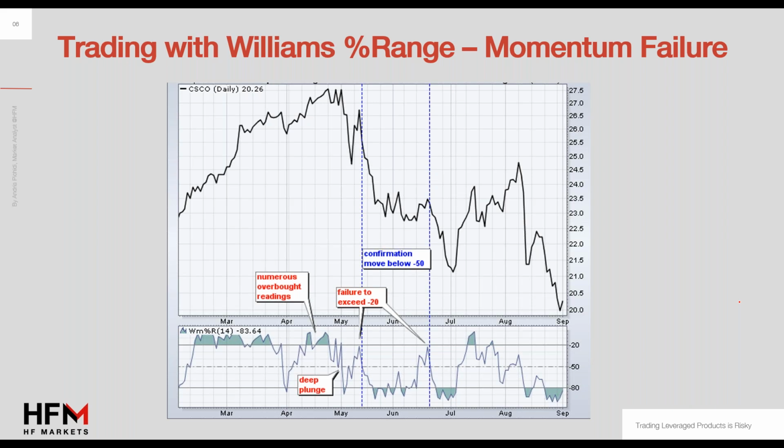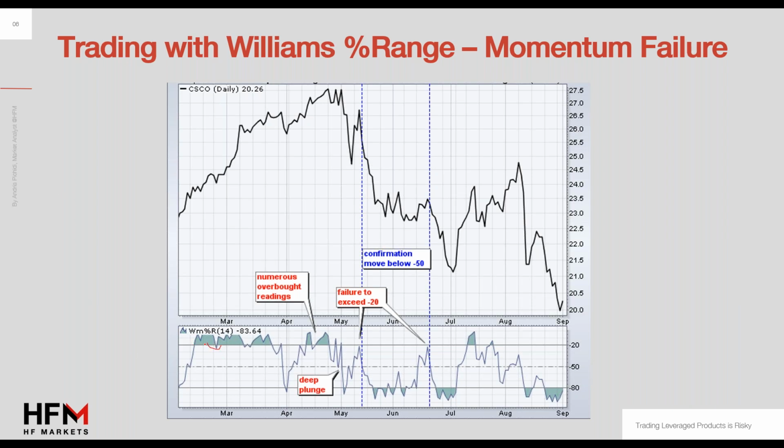As soon as we see strength, so a move above 20, any failure to exit the minus 20 territory.